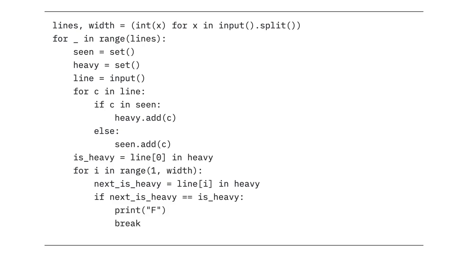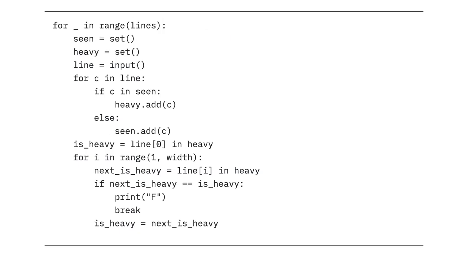then we know that the string does not perfectly alternate between the heavy and light characters, so we can output the result F. We don't even need to look at the string any further, so we can break out of the for loop as well. If we're still in the loop, we update the value of isHeavy to nextIsHeavy so that we're ready to perform the same comparison with the next character.